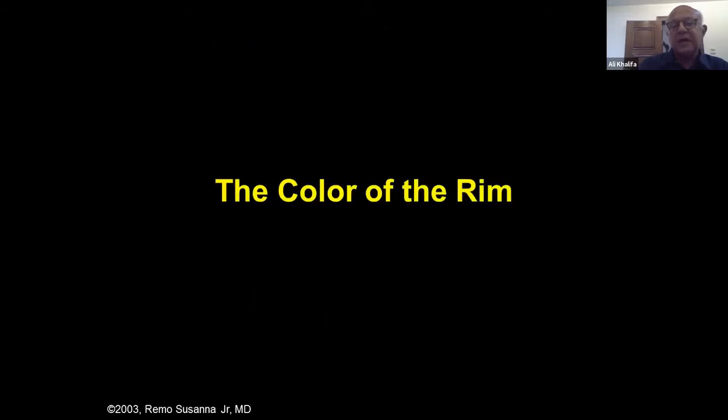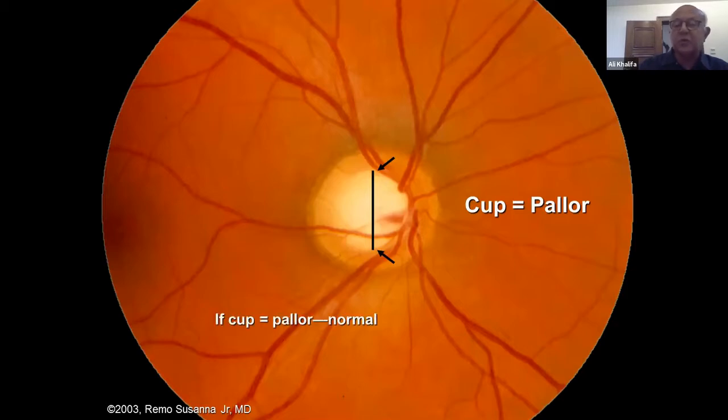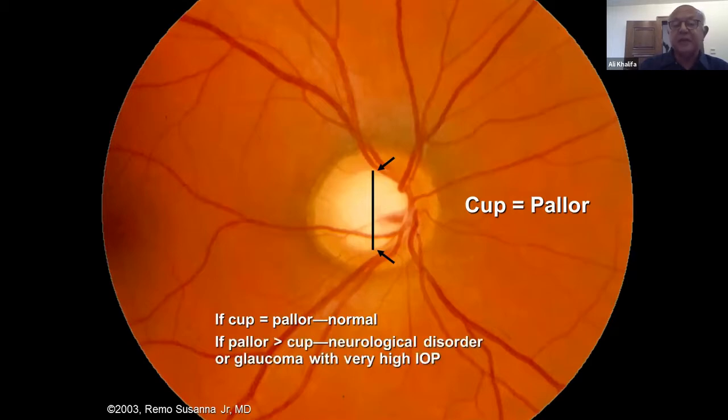Then comes the color of the rim. If you look at this optic disc, that is the kinking of the blood vessels. That is the cup. And here we find that the cup equals the inside pallor. And when the cup is equal to the pallor, that is a normal disc. But if the pallor is more than the cup, that's a neurological disorder or a glaucoma with a very high intraocular pressure.